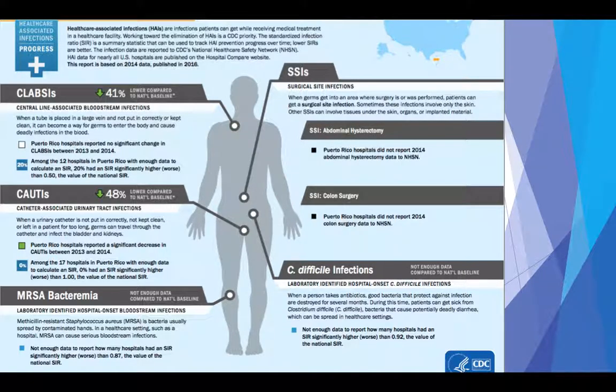On the other hand, in Puerto Rico, we have very little information given that not all hospitals report their nosocomial infection outbreaks. So from the little information that was reported, we can see that CLABSIs, or central line associated bloodstream infections, reported no significant change between the year 2013 and 2014. CAUTIs, on the other hand, catheter associated urinary tract infections, reported a significant decrease between the year 2013 and 2014.